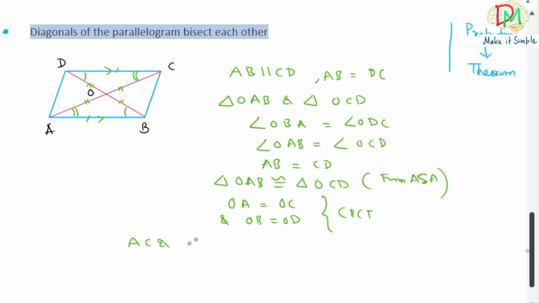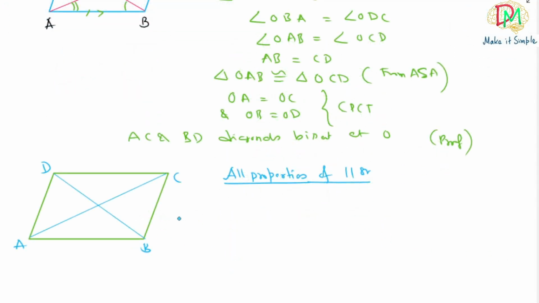AC and BD diagonals bisect at O. So what are those properties of the parallelograms?